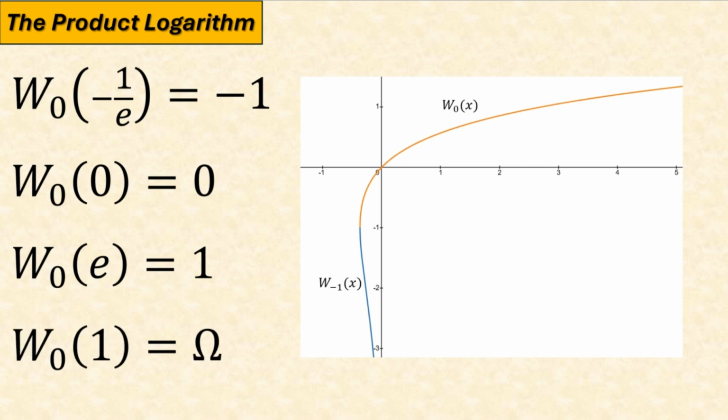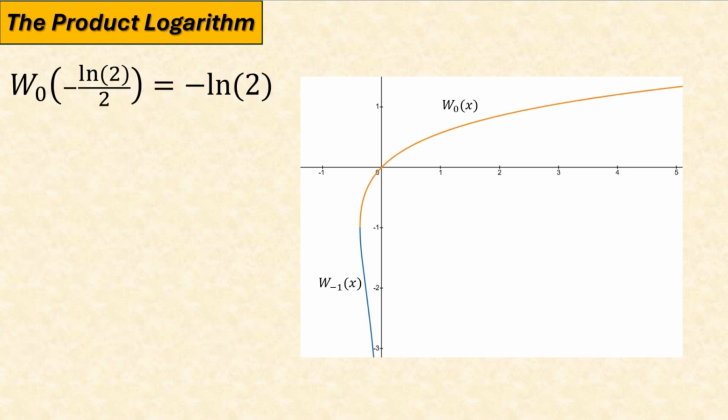An interesting particular value of the product logarithm is the principal branch at 1. This gives what is called the omega constant. This constant is approximately equal to 0.56714. These are some interesting values on the principal branch, definitely, but what about the negative first branch?